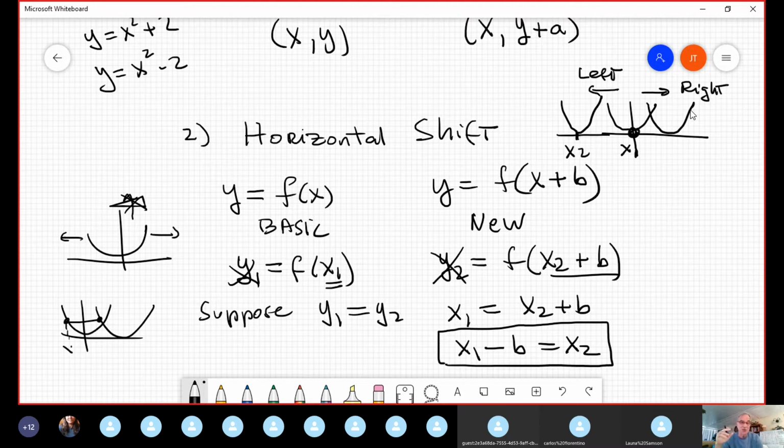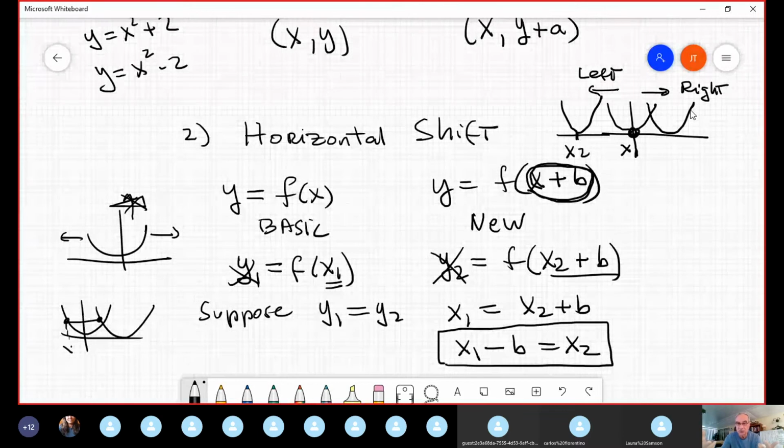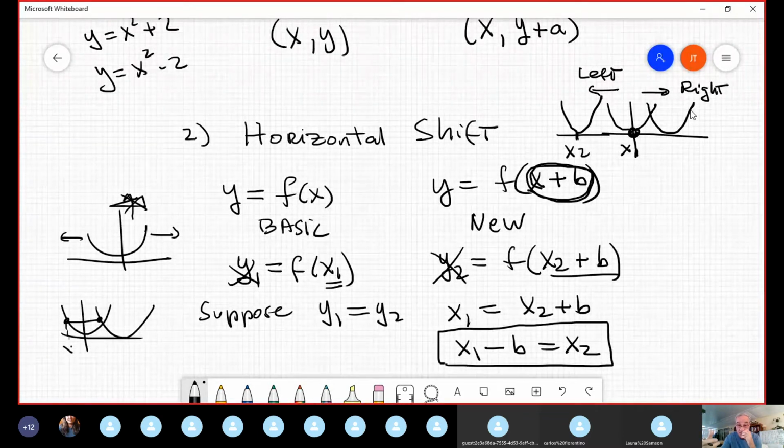So let me summarize one important idea. When you perform an operation or transformation inside the parentheses, in the graph you see completely the opposite operation. If it's plus, it's minus. If it's plus, it's left. And if it's minus, it's right. Because if it's plus, in the graph it is subtraction, and if it's minus, in the graph it is addition.